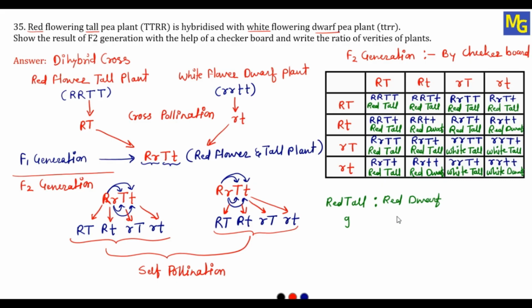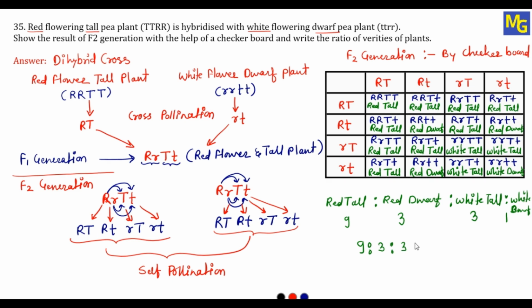Now we will see the next one, that is white tall. So I'll write it here, white tall. How many white tall do we have? Check how many: 1, 2, and 3. So white tall is 3. And white dwarf is only 1, which is here. So write 3 here, and the last, as I told, white dwarf, it is 1. So the ratio is 9 is to 3 is to 3 is to 1.